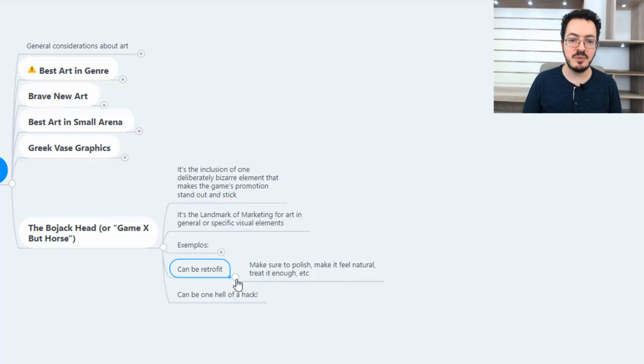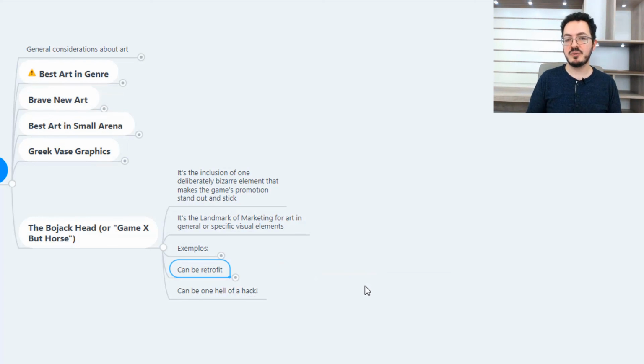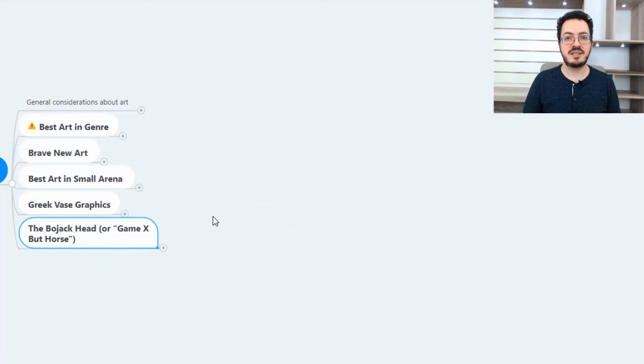But yeah, this can definitely be one hell of a hack, especially if you have been working on a project for a while and there are a bunch of things that you cannot change anymore to add magnets. This is one that can be kind of cheap, can be one way to make sure that your game surface makes sense. So that's it for the art attention magnets.